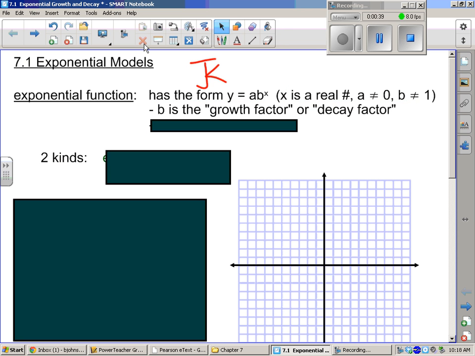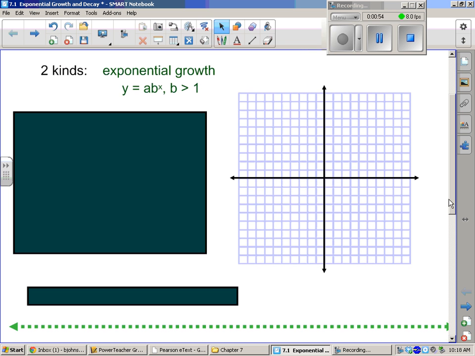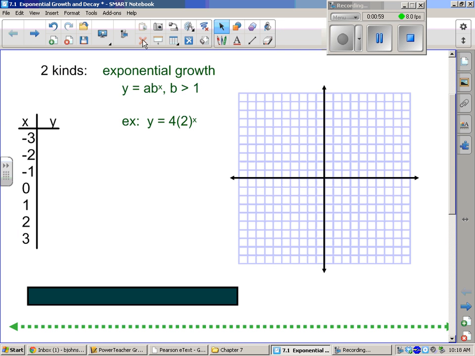Alright, next thing, b is the growth factor or decay. So you're either going to get more or get less with b, and a is the initial amount you might start with. Now there are two kinds. There's exponential growth. That's where the b is greater than 1. So let's try one. Here's our equation: y equals 4 times 2 to the x.